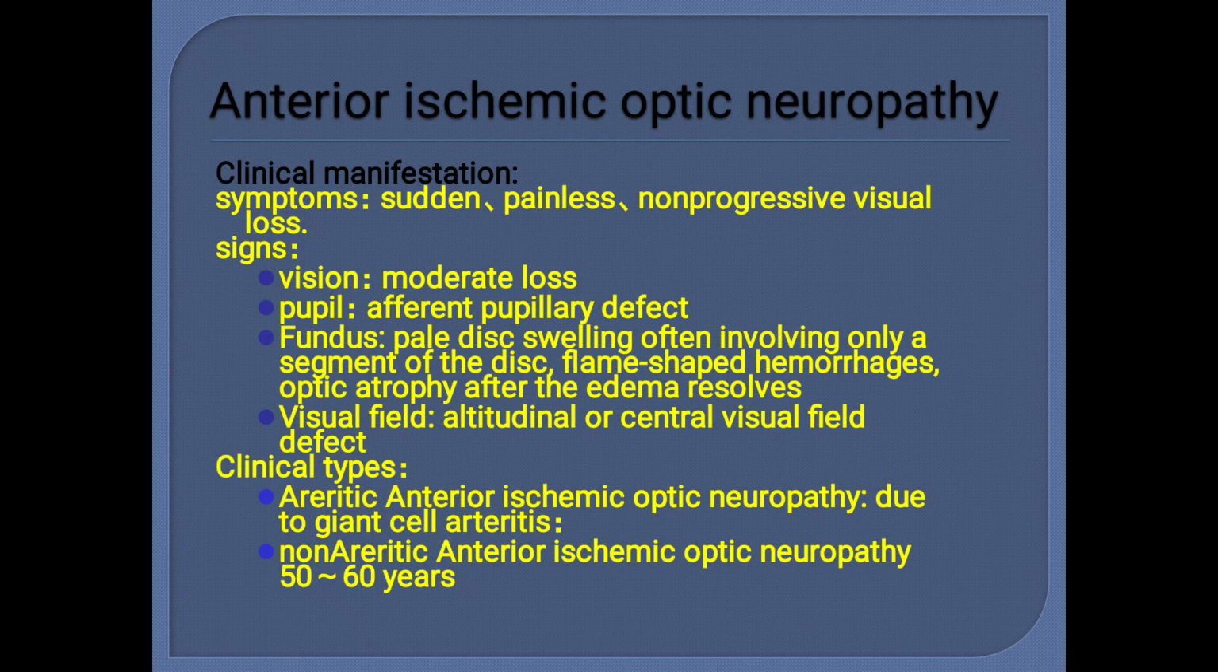So there are two types of AION. One is non-arthritic, that is common, usually seen at 50 to 60 years of age, and it is because of hypertension. And there is arteritic AION that is seen because of giant cell arteritis.